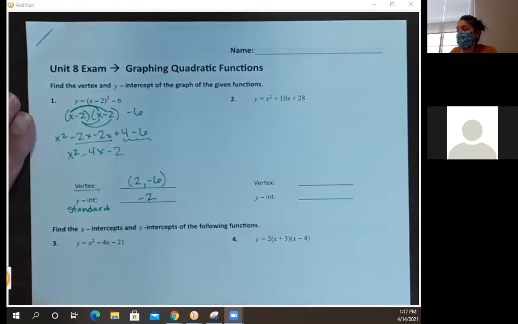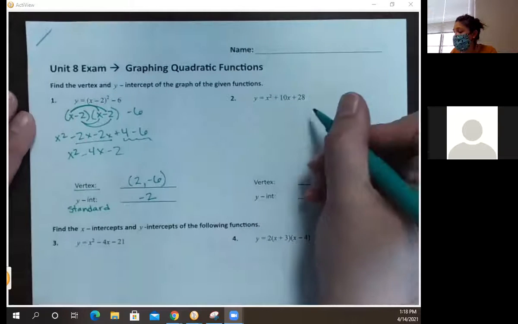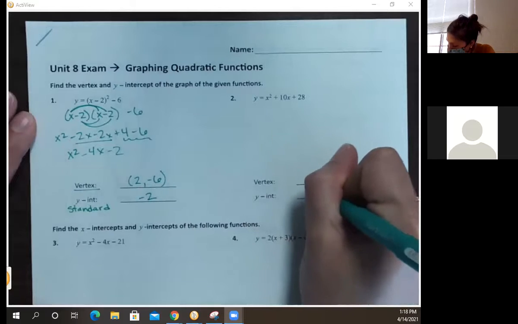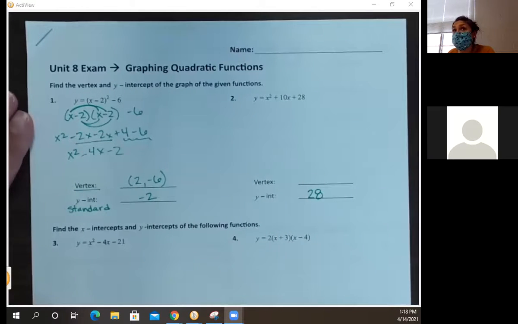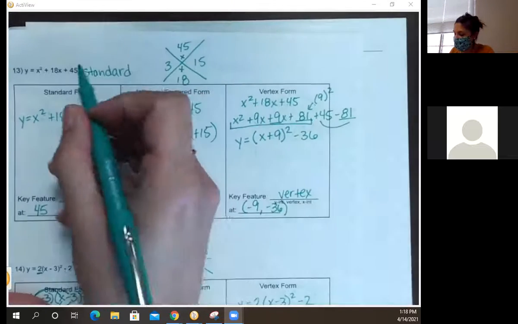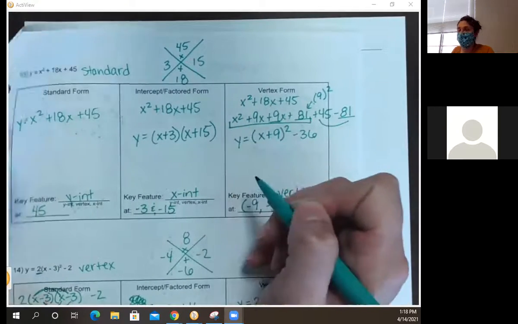Okay. Number two, I'm looking for the same key features. What form am I starting with for number two? This is standard. What do I know from standard form? The y-intercept, what is it? There we go. Now to find the vertex, I have to change it to vertex form. I don't have to do that completing the square process. So if we look at an example where we had standard form and we change it to vertex, it's where I split the middle. Okay.